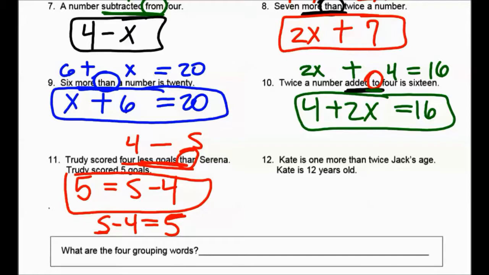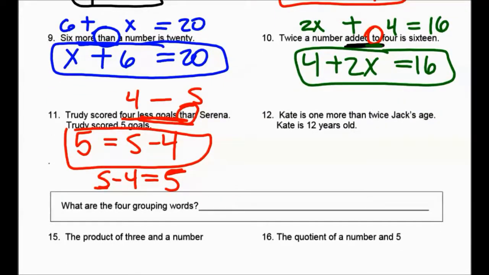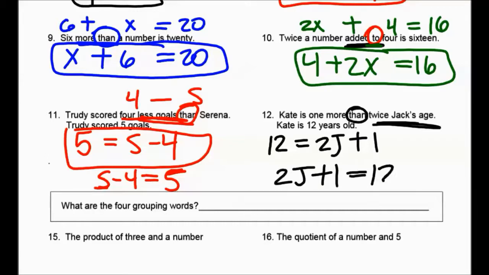All right, if you want, you can try the next one, pause it, and then check and see if you got it right. So, Kate is 1 more than, so more than means addition, the 1's going to come at the end, right? They switch, and twice Jack's age. So twice Jack's age. So 2 times Jack, so 2J. And now we know that Kate is 12 years old. So instead of using K for Kate, we know that she is 12 years old. So we can write it like that. Or in this problem, we can write it like this.